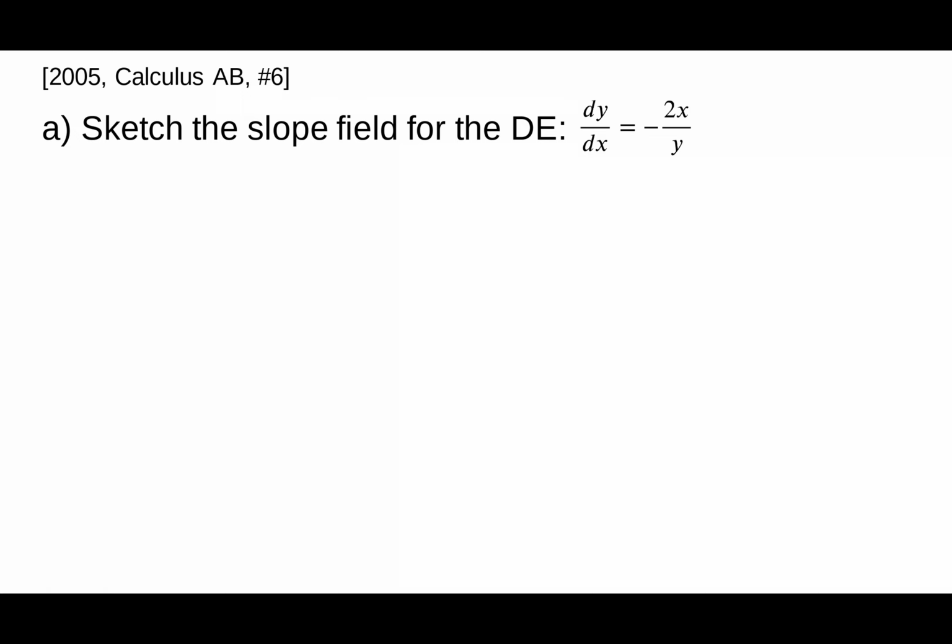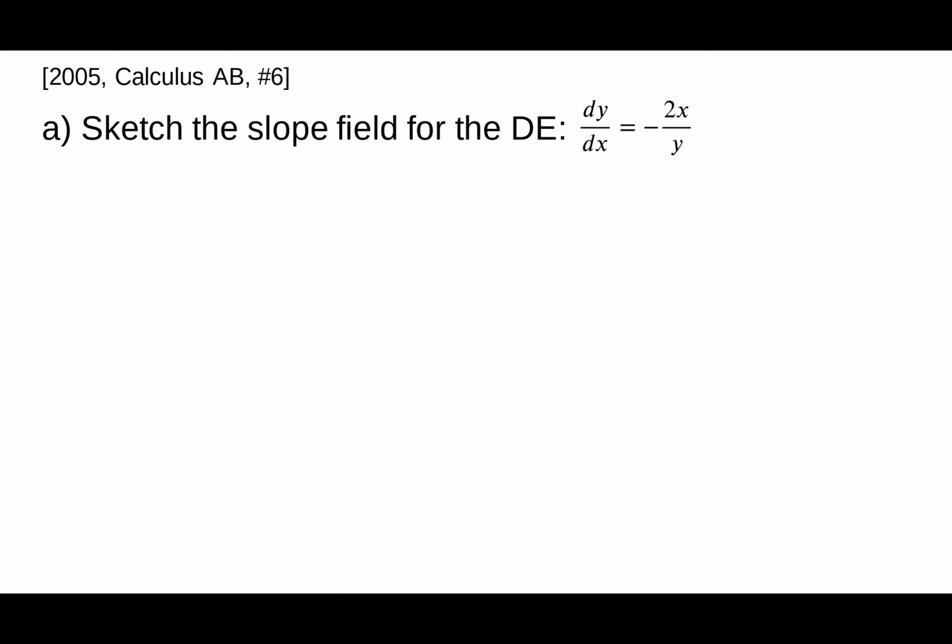It is question 6 and it is not calculator active. In the question stem, we are asked to consider the differential equation dy/dx equals negative 2x over y, and then asked to sketch the slope field for this differential equation in part A.